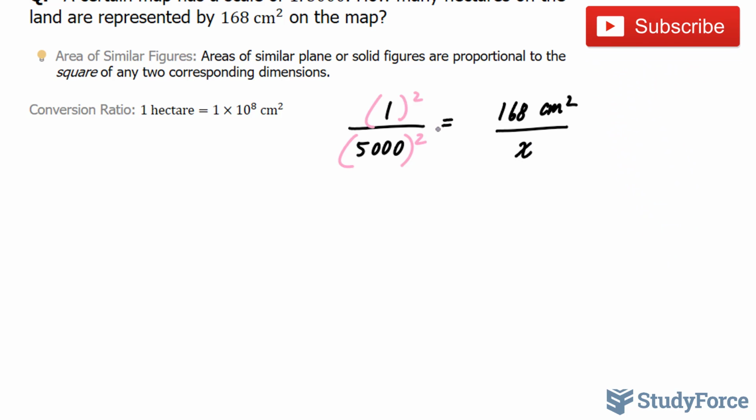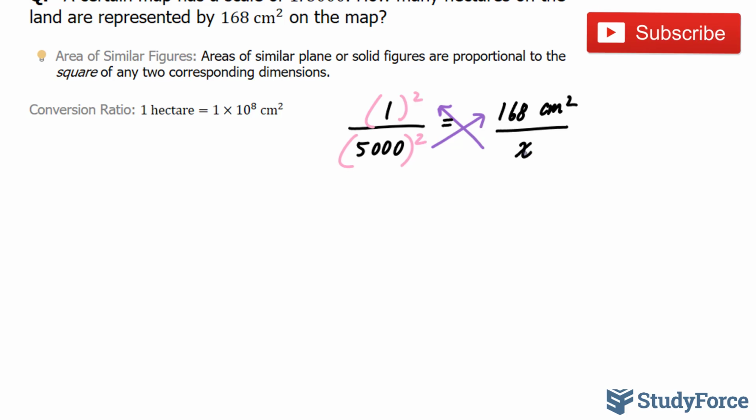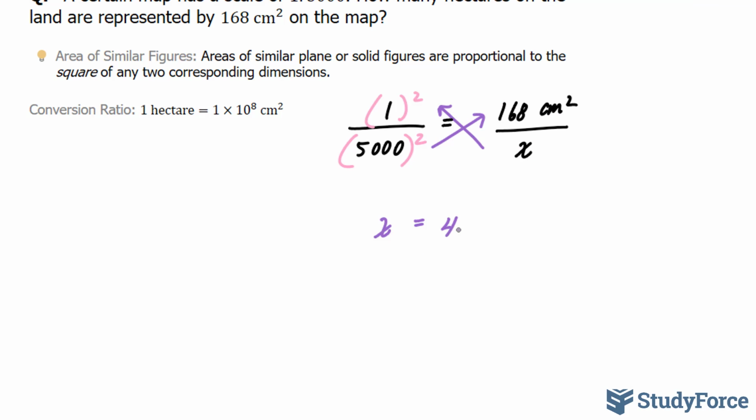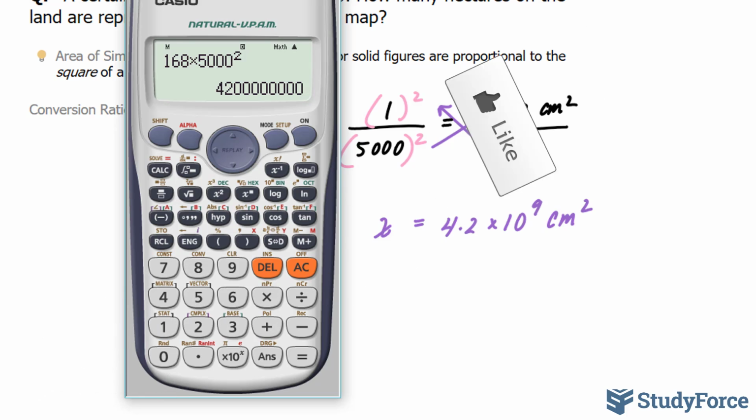To find out what x is, I'll need to cross multiply, where I have x times 1 is simply x, and 5,000 squared times 168 gives me 4.2 times 10 to the power of 9. 4.2 times 10 to the power of 9 centimeters squared. Now, in case you're confused as to how I got 4.2 times 10 to the power of 9, look how many zeros there are. 1, 2, 3, 4, 5, 6, 7, 8. Now, we're putting the decimal right after the 4, and this is what accounts for the 10 to the power of 9 as opposed to 10 to the power of 8.